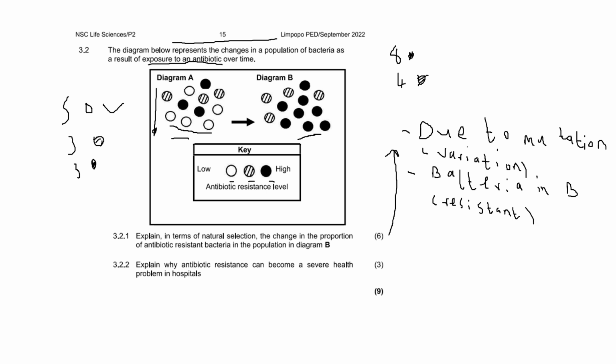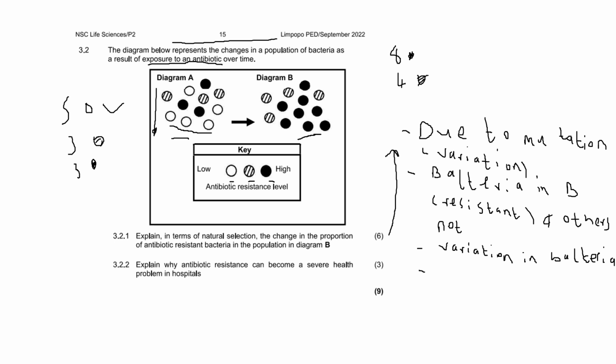That's in B, resistant to antibiotics, and then others not. So we're going to have some in B being resistant to antibiotics, others won't be resistant to it. And then this will lead to variation. We can also include variation again, variation in bacteria. This will lead to variation in bacteria because you're going to have ones who are resistant to antibiotic and other ones who won't be.